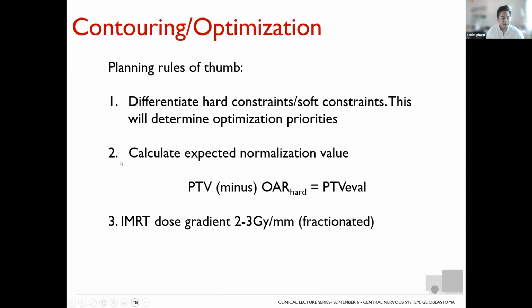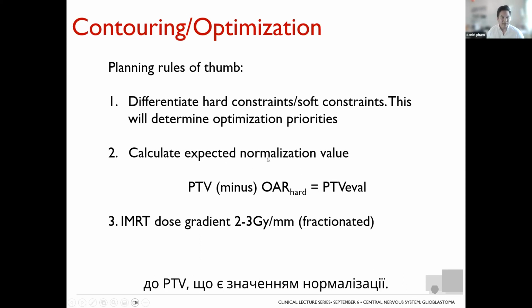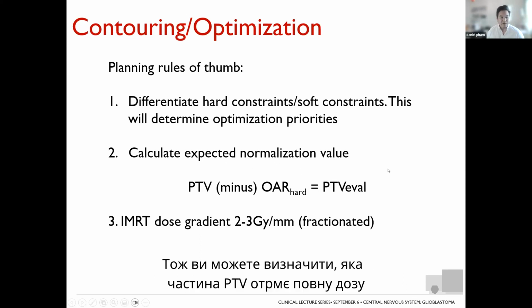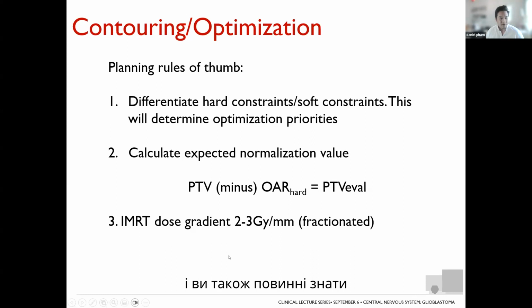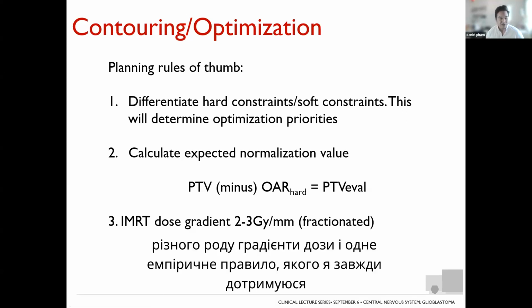Knowing what the hard constraints and soft constraints are, you can calculate what the expected coverage to the PTV will be, or the normalization value. So you can figure out how much of the PTV should be receiving the full dose. And you should also be aware of the limitations of your system and what is possible in terms of achieving different dose gradients.